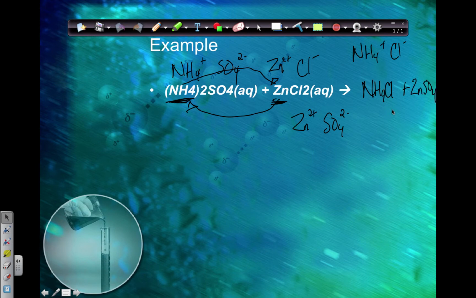All right, so now we need to balance. Ammonium has 2 here, so let's put a 2 there. Let's see what else we need to fix. And also chlorine has 2 over here, so we have 2 over there. We've got 1 sulfate, 1 sulfate, 1 zinc, so we're balanced at this point.